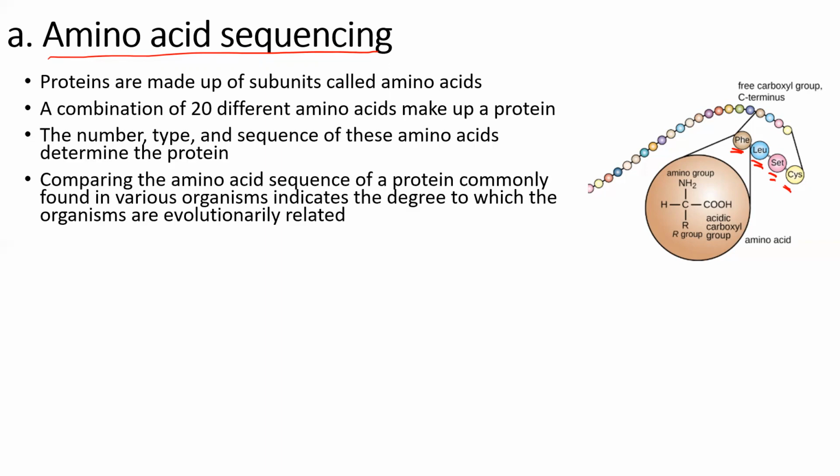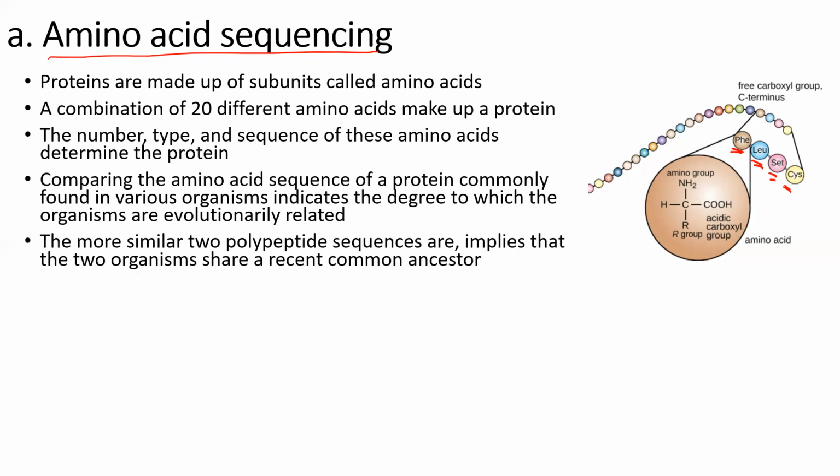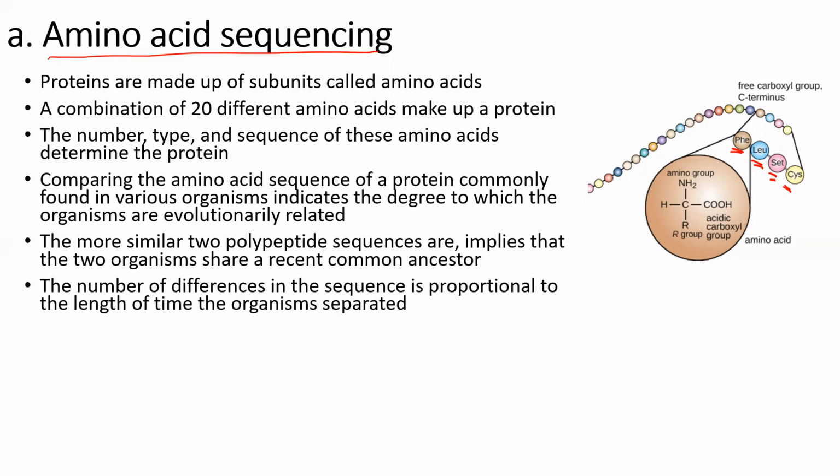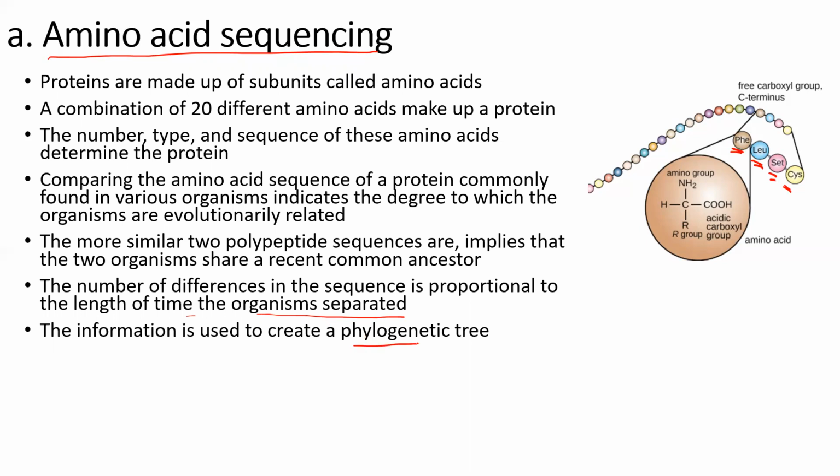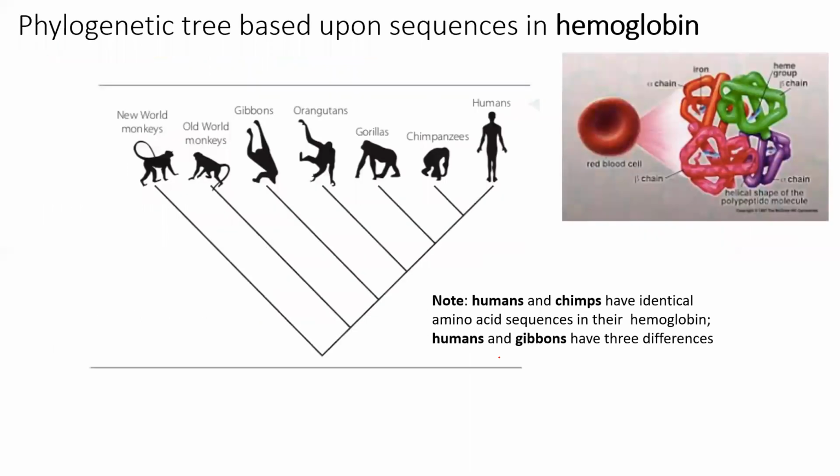So we can compare the amino acid sequence. The more similar two polypeptide sequences are, the more it implies that the two organisms share a common ancestor. The number of differences is proportional to the length of time the organisms have been separated. This information is used to create a phylogenetic tree. We'll look at that next week.